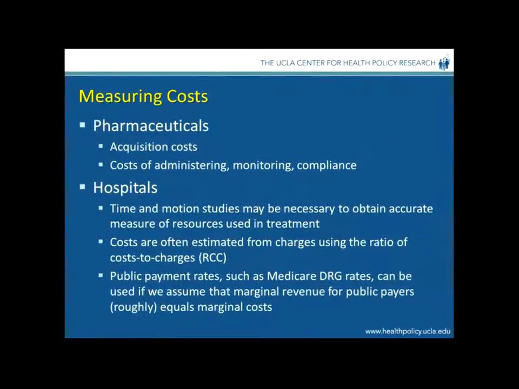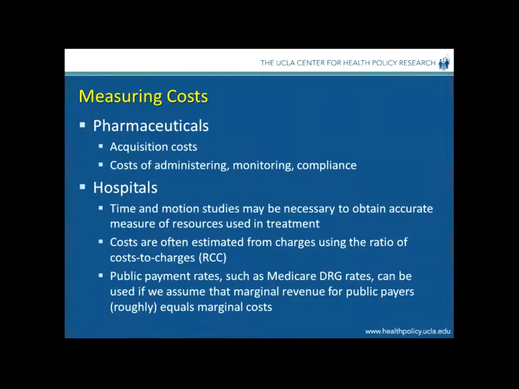Where do you get the cost? Well, for pharmaceuticals, you can use acquisition cost, cost of administering, monitoring, and compliance. There is pharmaceutical data and price information available through several different sources. With hospitals, if you're looking at hospital data, you can do what I've described, which is basically called a time and motion study, following patients around. The other, more common method is that costs are estimated from hospital charges using a ratio of costs to charges.